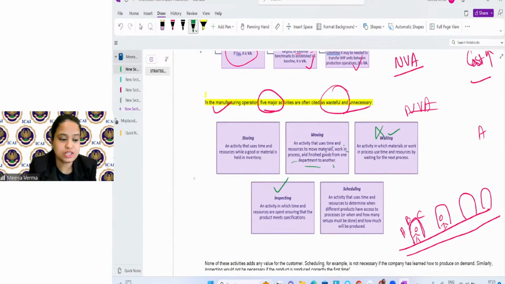Inspection, I told you, inspection is also a non-valuated activity. Why are you producing defective units and then you are correcting them? Why do you allow the production of defective units? So inspection is also a non-valuated activity. All right, inspection is an activity in which time and resources are spent ensuring that the product meets its specification. Okay. Inspection, I told you, audit inspection is a non-valuated activity.